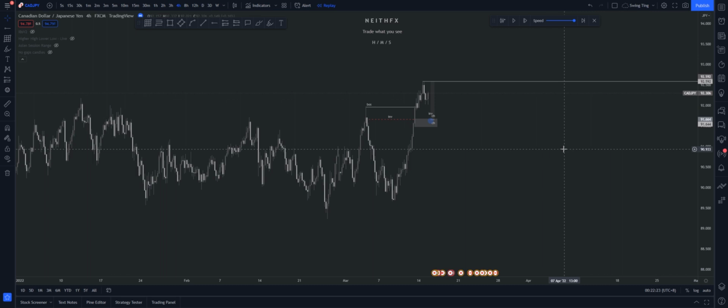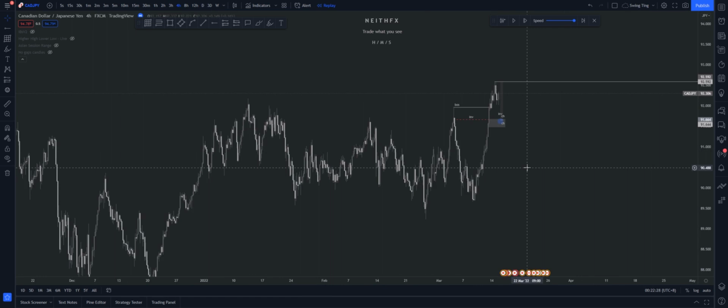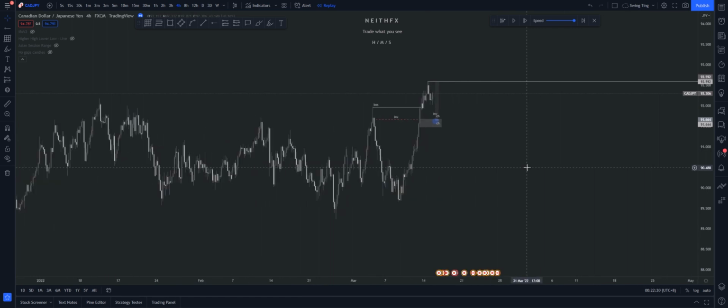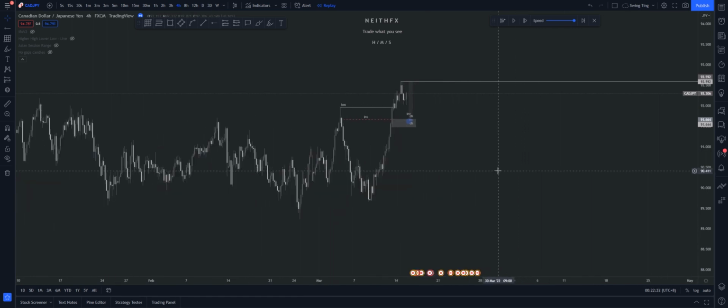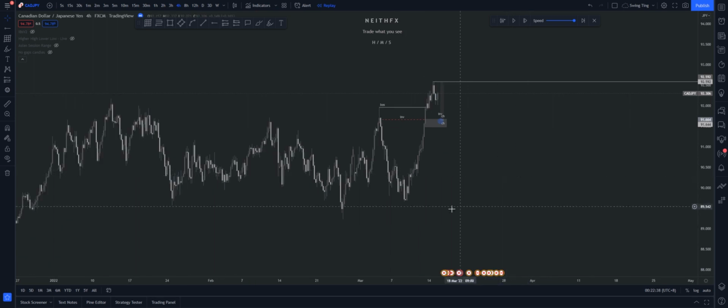Now, CAD yen is one of my favorite pairs to trade, mainly because I find when it moves for swing trading, it moves quite impulsively, and it usually takes out the previous high of the market or the previous low, depending on whether you're taking a long or a short.